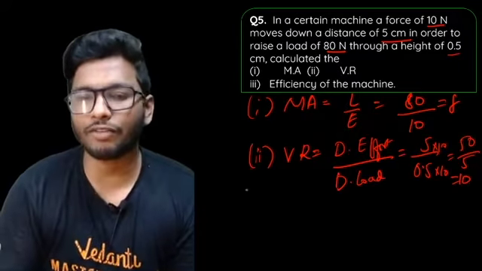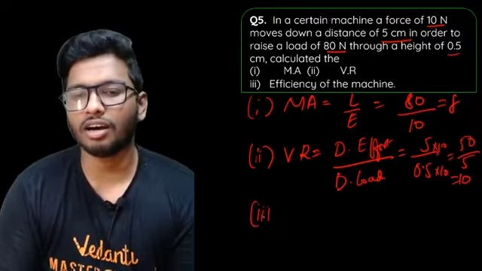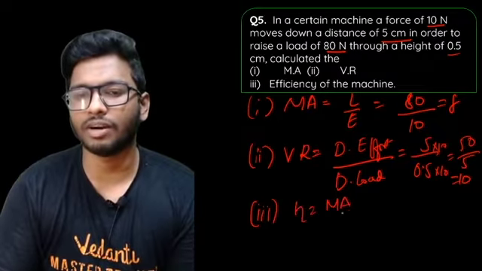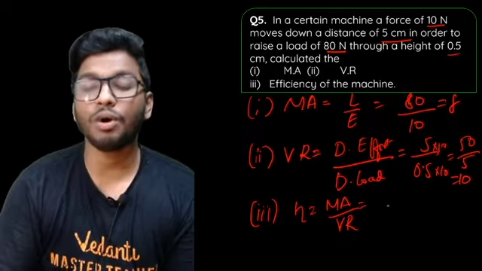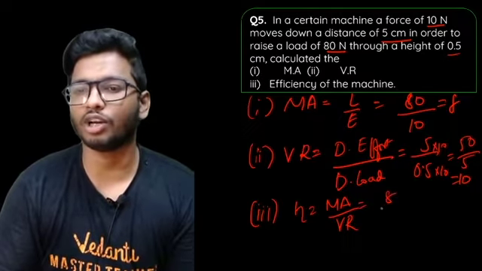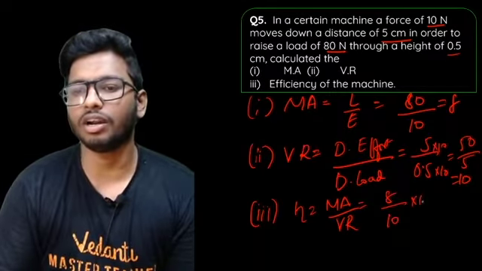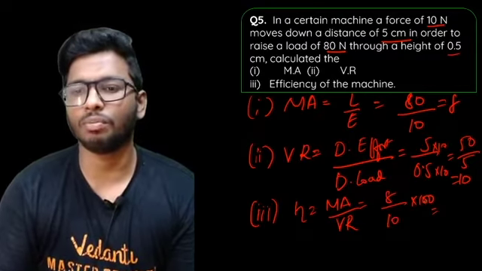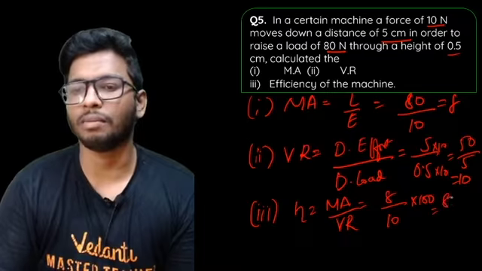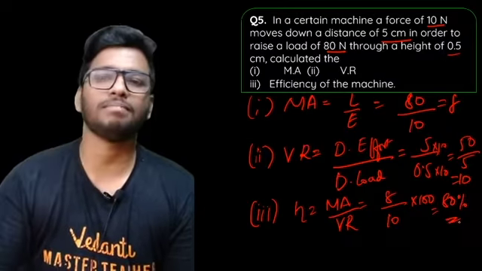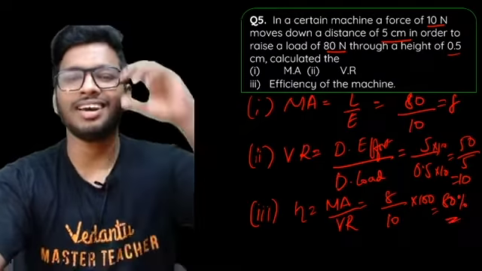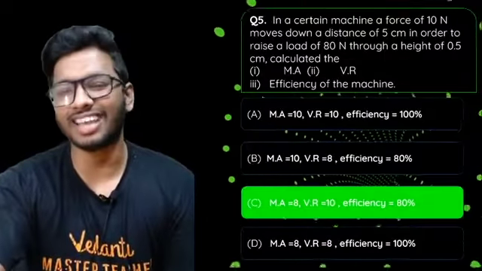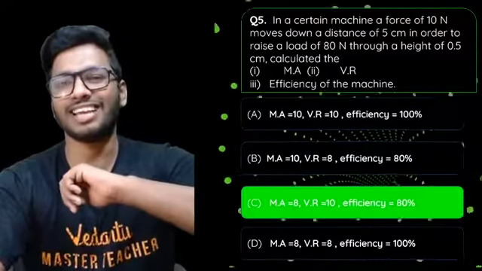Now to calculate the efficiency of the machine. Efficiency, eta, is equal to mechanical advantage by the velocity ratio, into 100. Mechanical advantage is 8, the velocity ratio is 10, so that's 0.8 into 100, which is 80%. Simple as that, guys. So the answer to this question would be option C, which is mechanical advantage 8, velocity ratio 10, and efficiency 80%. Simple, guys.